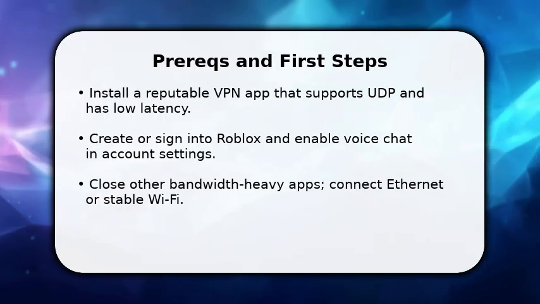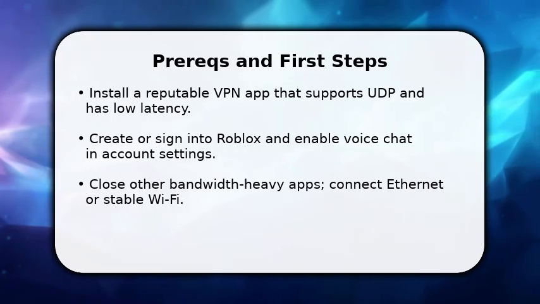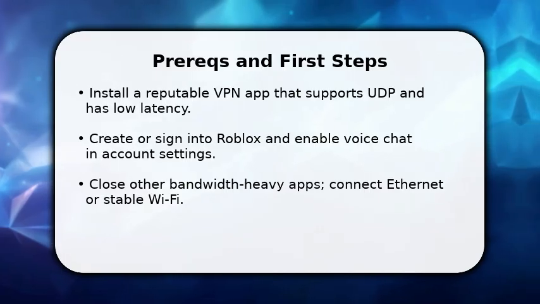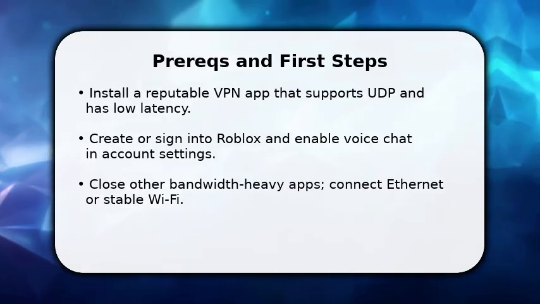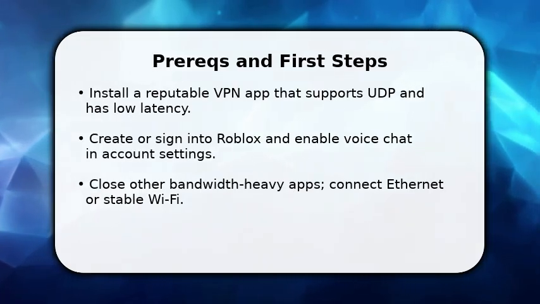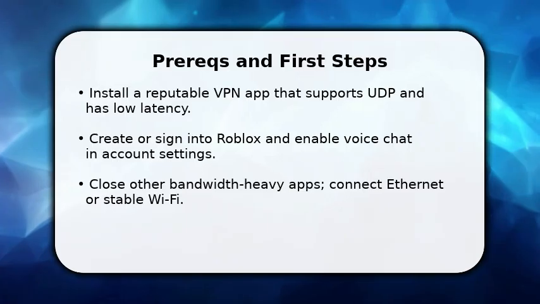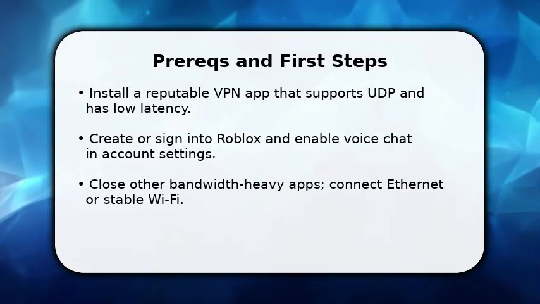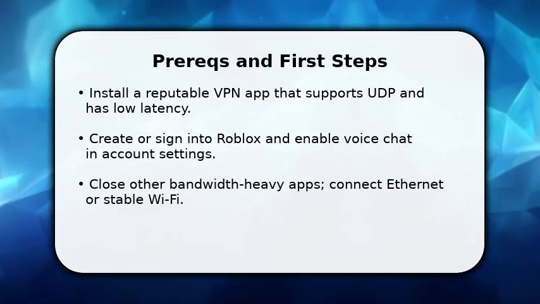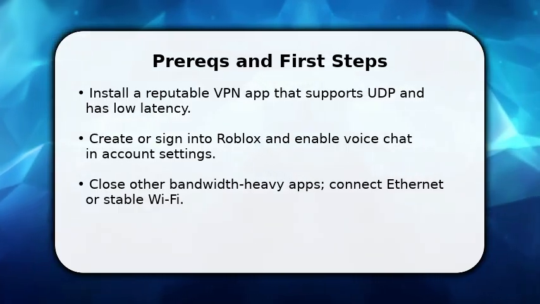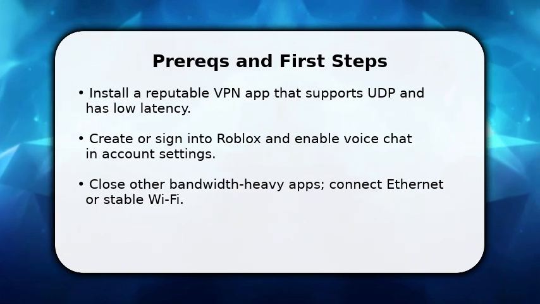You start by verifying essentials: a VPN with UDP and low latency servers, Roblox voice chat enabled, and a stable network. Once done, launch the VPN and pick a nearby server in the same region as friends to reduce ping. Make sure you run the VPN as administrator on desktop or grant background permissions on mobile. Then open Roblox and join the game. The VPN route should now handle voice traffic. This gets you into the flow quickly.